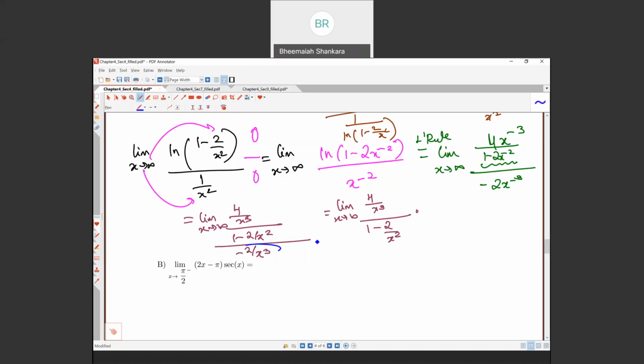Rewrite it as 1 over the term, or you can rewrite it as x cubed divided by negative 2. Now we are all set to simplify. You see x cubed terms you can cancel, and then 4 and negative 2 can cancel. So all you have is limit x approaching infinity negative 2 divided by 1 minus 2 over x squared. So plug in x equal to infinity and you have negative 2.